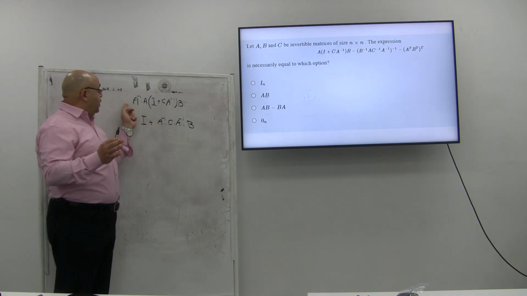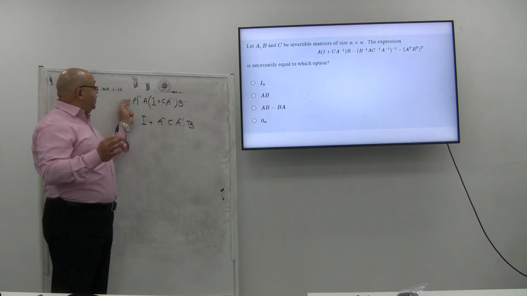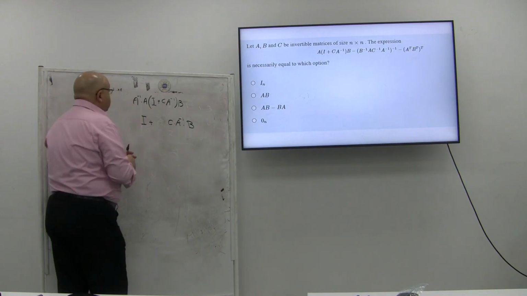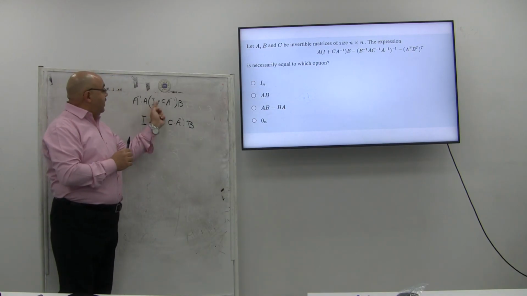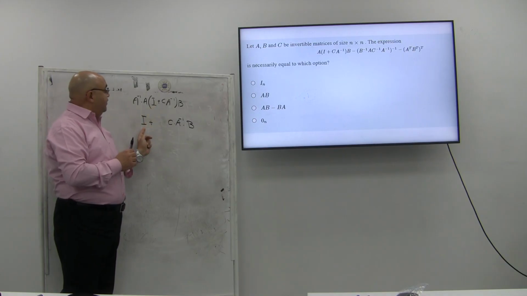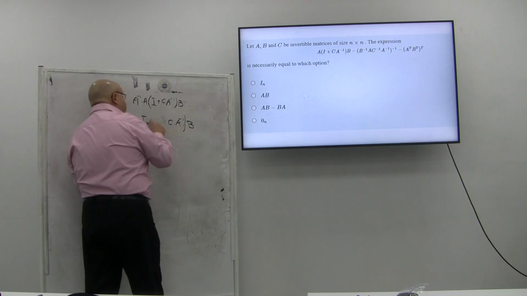But A minus 1, okay, yes, it will disappear. So it's not going to appear here, I'm sorry. It's not going to be appearing here. So multiplying by A minus 1 from the left side, it's going to remove A. So all you will have is I, plus C times A minus 1 times B.